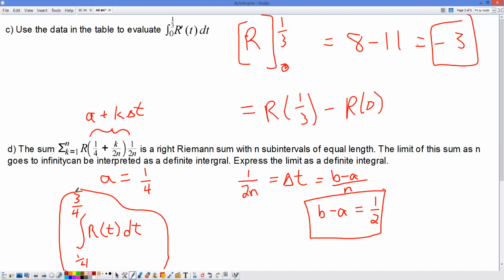Nick, you're asking, where does the k come from again in the summation? So remember, let me put in a new page here.